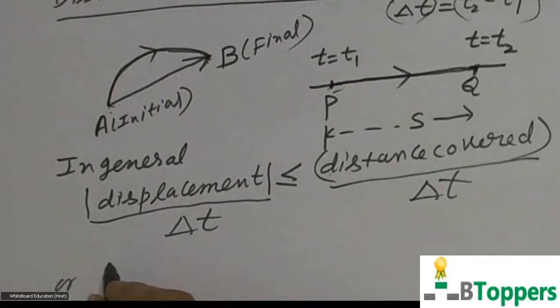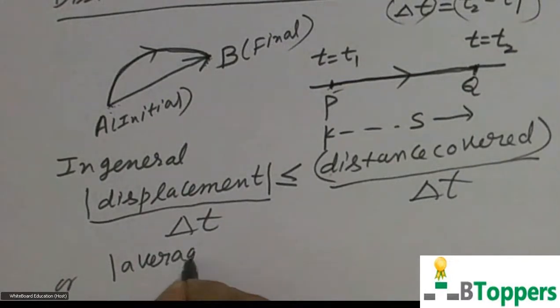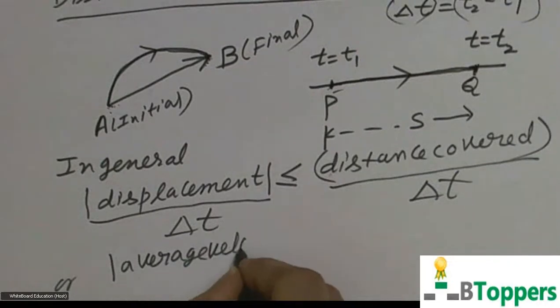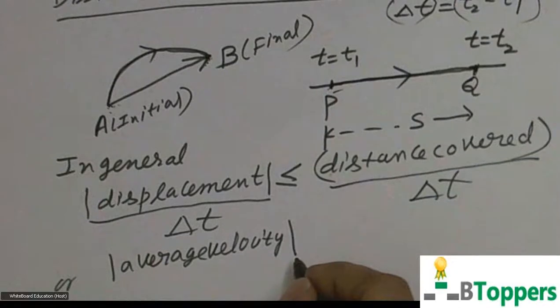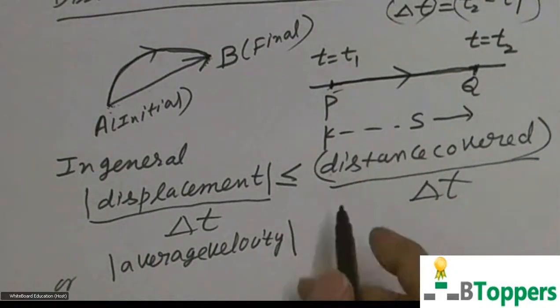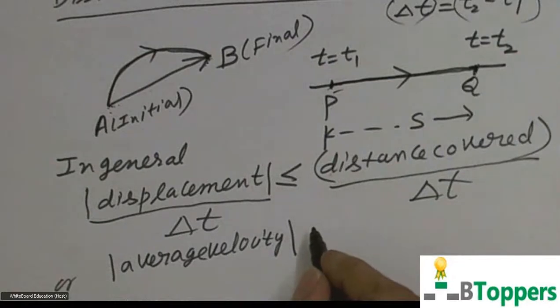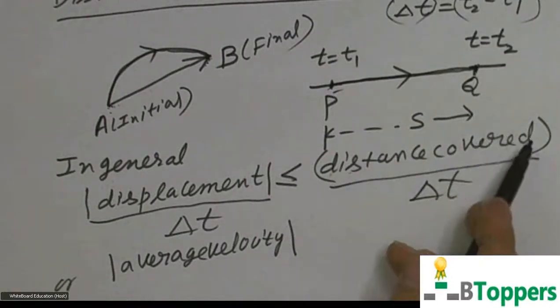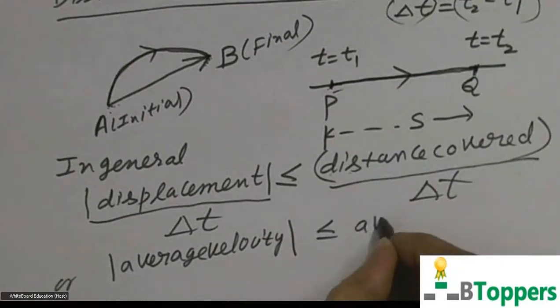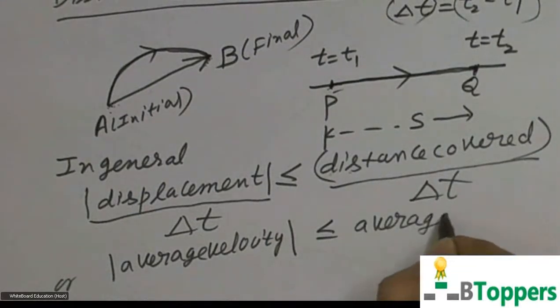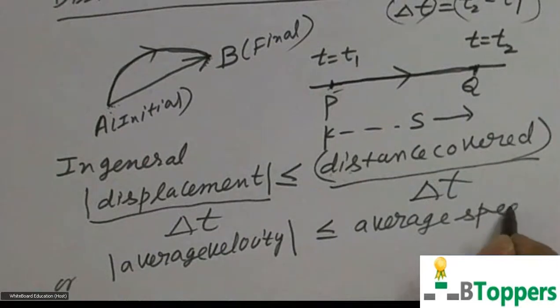Magnitude of the displacement of the particle divided by time interval delta t gives you the magnitude of average velocity of the particle for the time interval delta t. Distance covered by the particle divided by time interval delta t gives you the average speed of the particle.